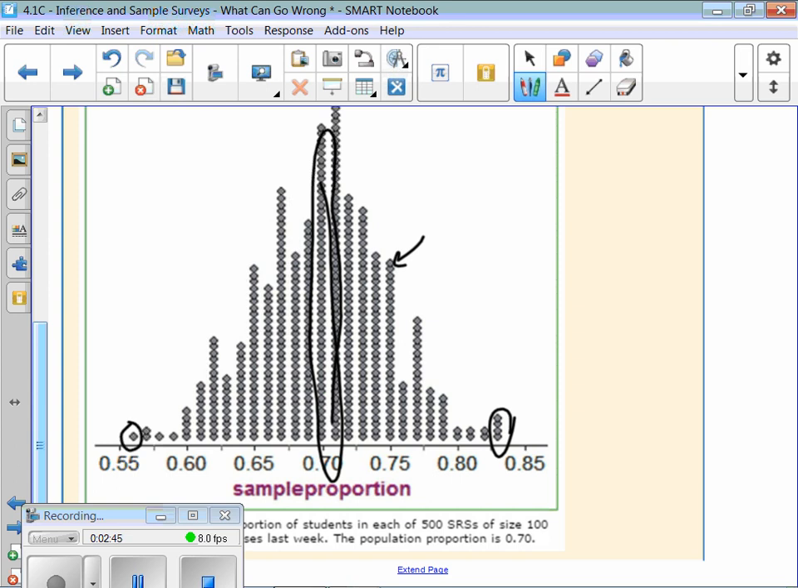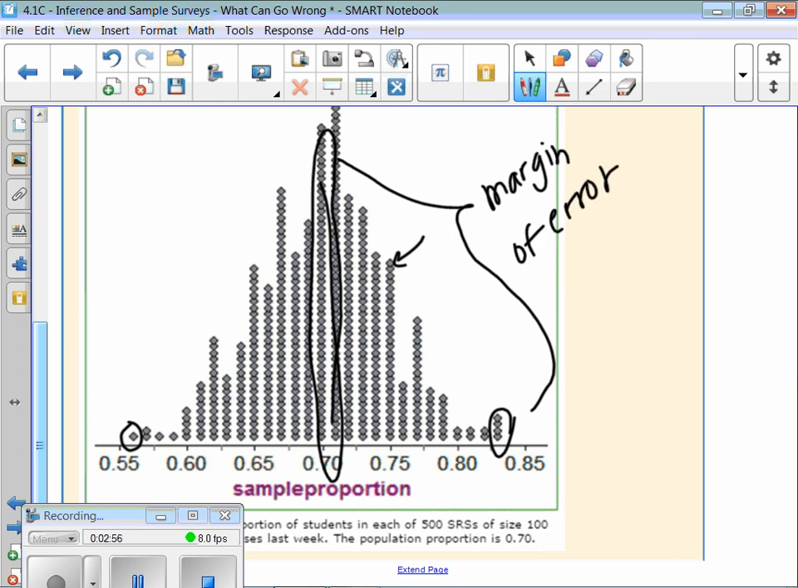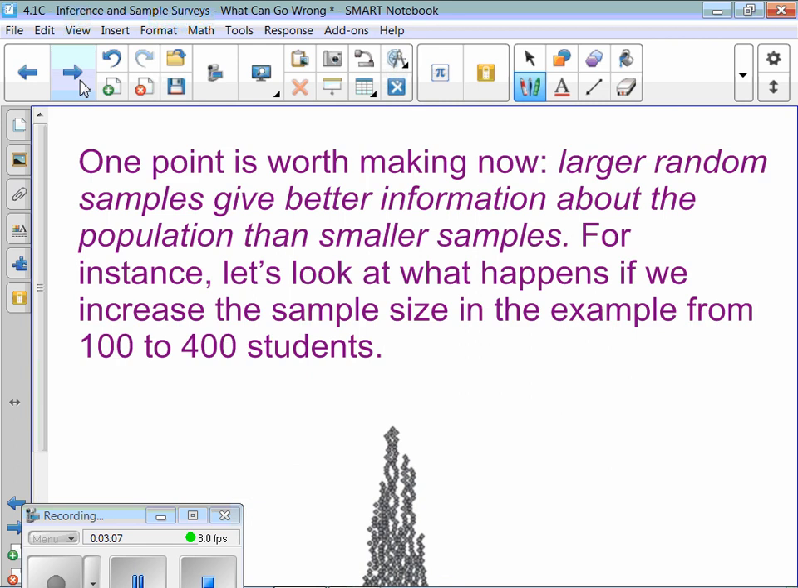So we want to take as many samples as we can to get it as close to the true proportion as possible. And also the distance from here out to here is called the margin of error, which we will do more with later. So we can be off from the true proportion by as much as 15%, okay, in one sample. That's why we want to take a lot of samples. One point that is worth making now: larger random samples give better information about the population than smaller samples. And you should probably write that down.